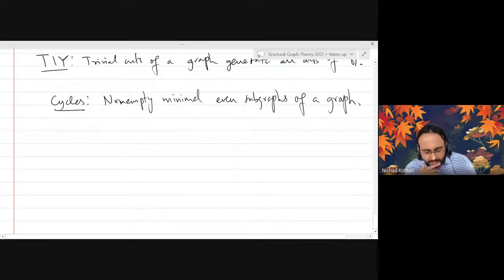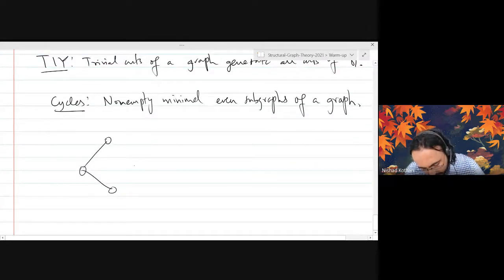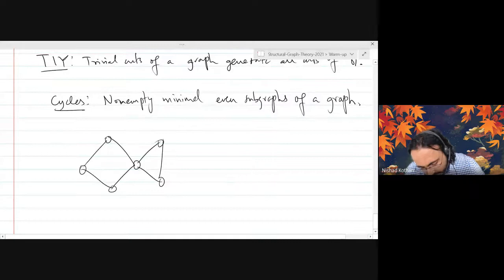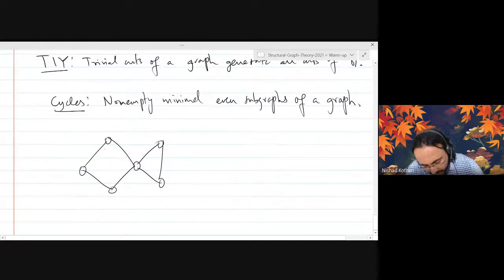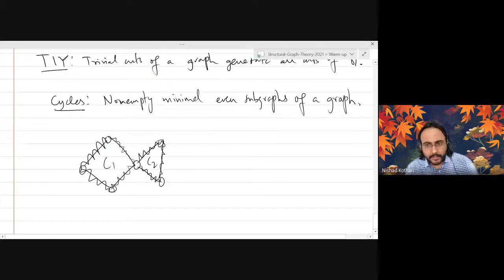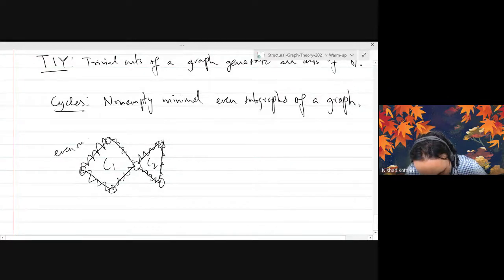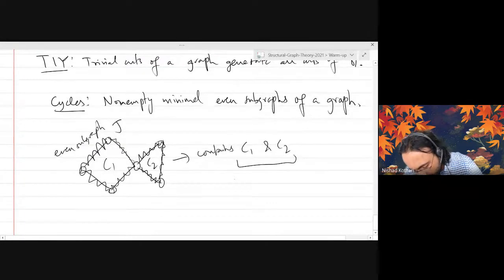Why is this a correct definition? Notice that if you take any even subgraph, it can be written as a disjoint union of cycles. So if this is an even subgraph, this is the disjoint union of one cycle C1 plus another cycle C2. And each of C1 and C2 is an even subgraph contained in this even subgraph. So if this is your even subgraph J, then it contains C1 and C2, and both of these are even subgraphs.